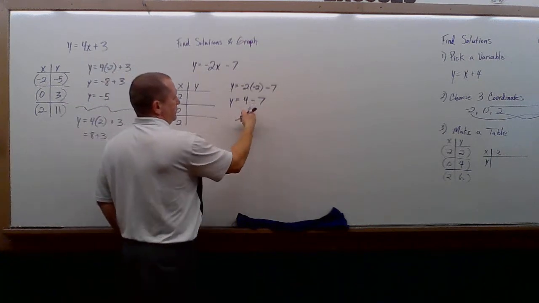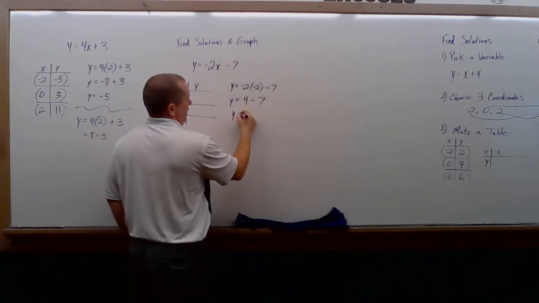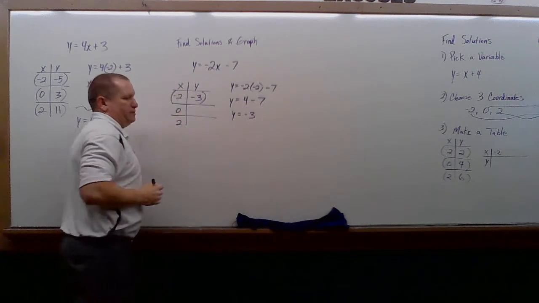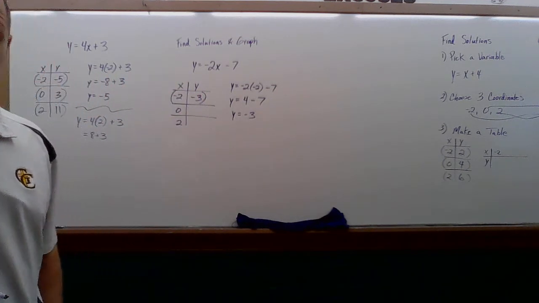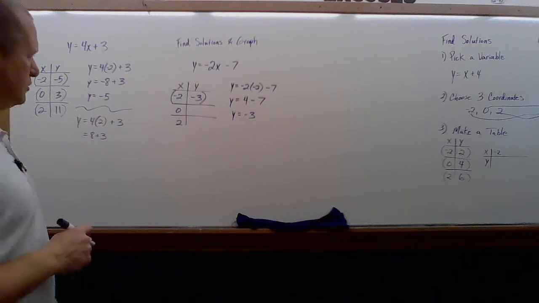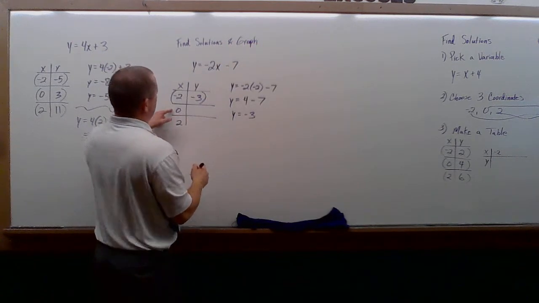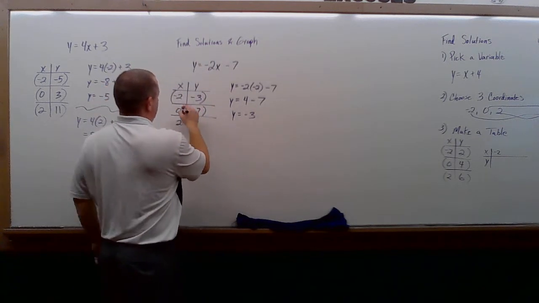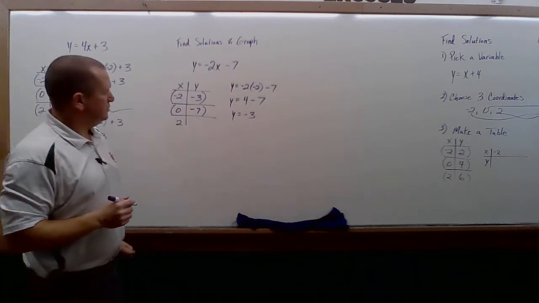And then we just simplify again. What's 4 minus 7? So y is negative 3. We stick that in there, and this will become our first coordinate that we'll put on our coordinate plane. When I put 0 in, it totally cancels that out, so I'm left with negative 7. That's why I like it. It's nice and easy. Okay?